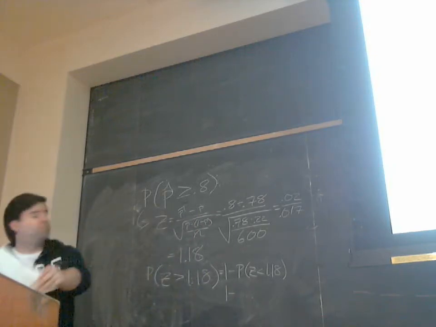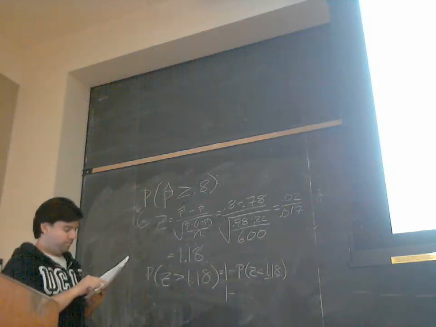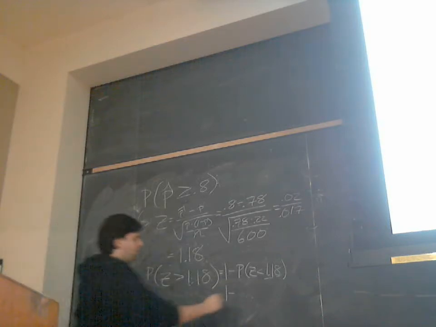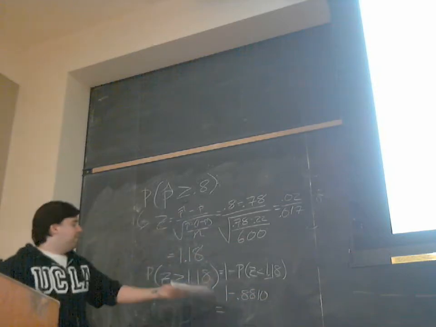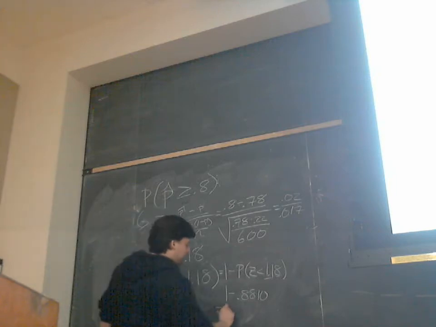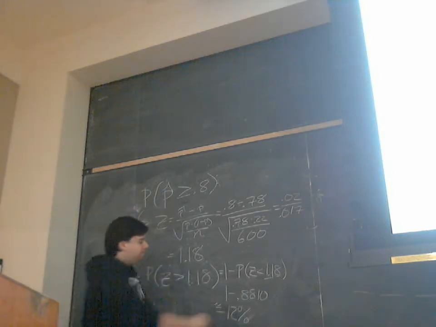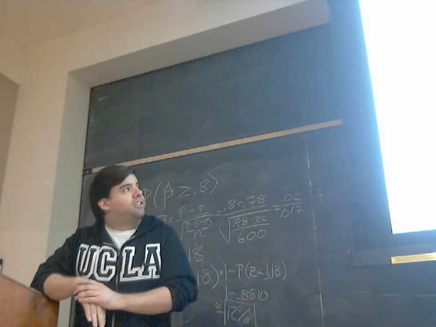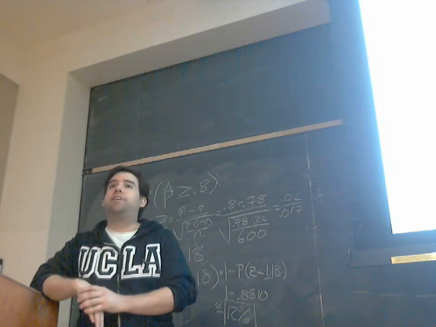I go to the table, I look up row 1.1, column 0.08. I get 0.8810, which is 88%. 100% minus 88%, we get a little less than 12%, approximately 12%. So again, we got a lot of percentages, what do they mean? If in fact 78% of all mice can make it through the maze, then there's a 12% chance that I get this special group of mice, and I get 80% of the mice making it through the maze, or more.